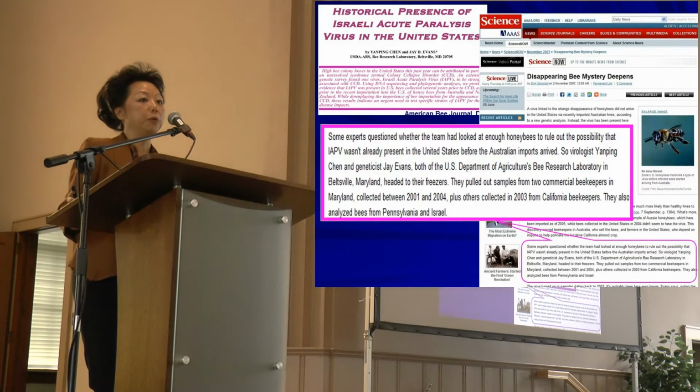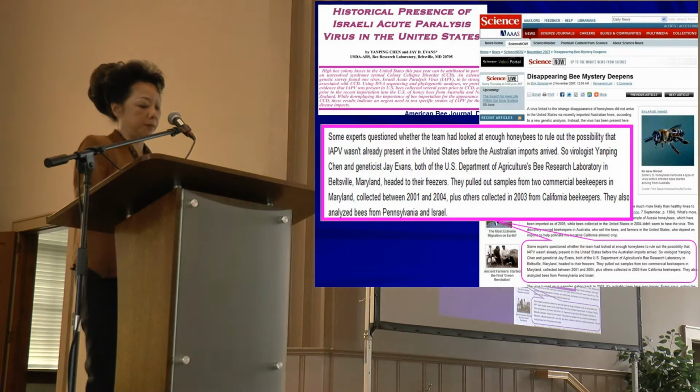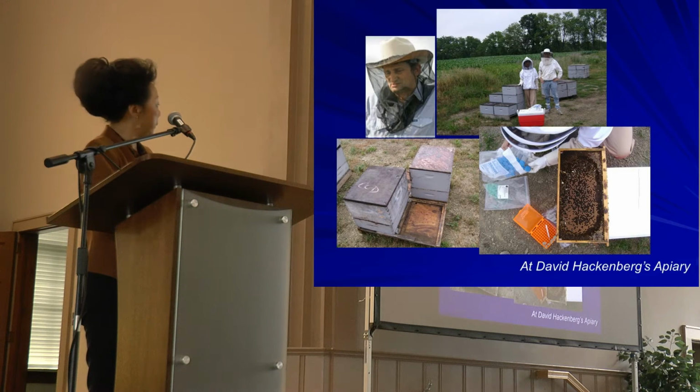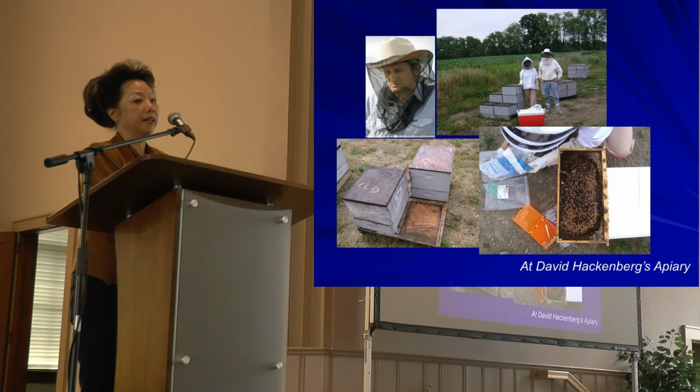In order to provide science-based information for US safe trade decisions, we conducted a study to investigate the historical presence of IAPV in the US bee population. Bee samples collected in Maryland, Pennsylvania, and California during 2002 to 2007 were examined for the presence of IAPV. Those pictures were taken at David Hagenberg's apiary. David was the first US beekeeper to report CCD.